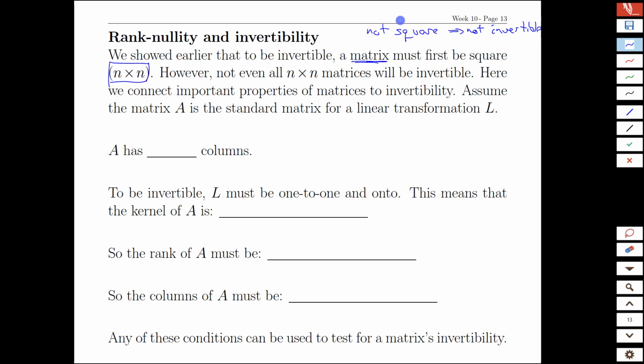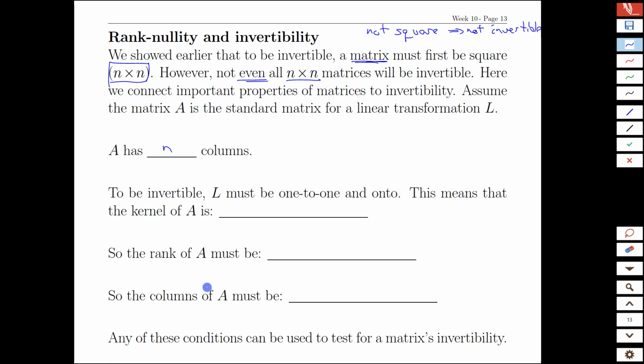However, it turns out that even if you have an n by n matrix, not all of those are going to be invertible. So let's walk through some of the concepts we've seen with matrices and the rank and nullity and see how this plays out. If A is an n by n matrix, it has n columns. That's exactly what the second number here means, the number of columns in the matrix. To be invertible, the transform that goes with A must be 1-to-1 and onto.